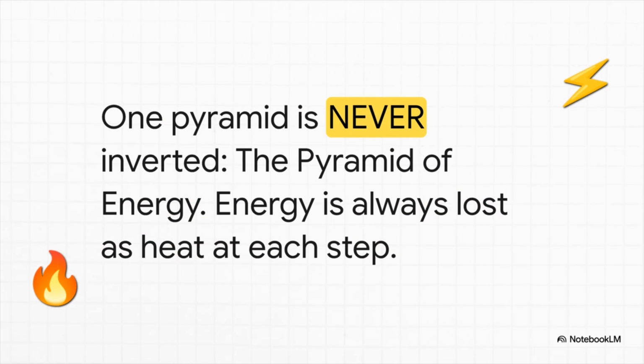But while you can sometimes flip a pyramid of numbers or even biomass, there is one pyramid that is always, without a single exception, upright, and that is the pyramid of energy. Because of the second law of thermodynamics, energy is always lost as it flows from one level to the next. You can never, ever have more energy at a higher trophic level than at the one below it. It's just an unbreakable law of physics.